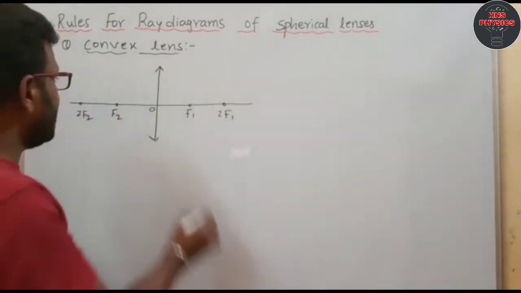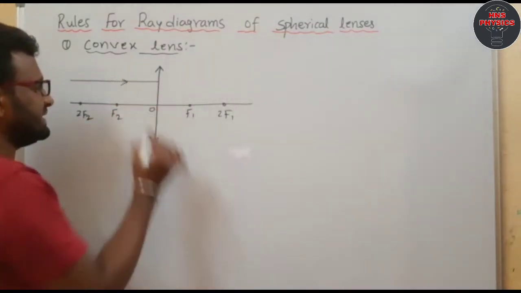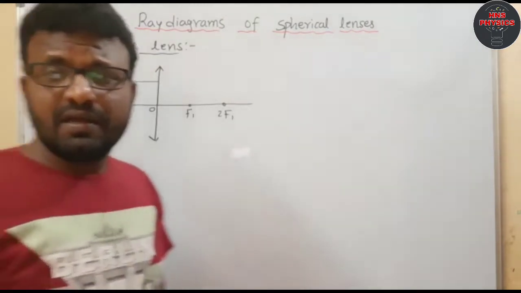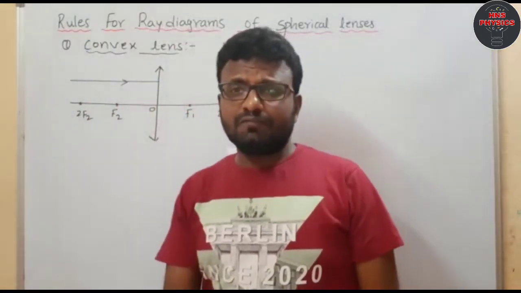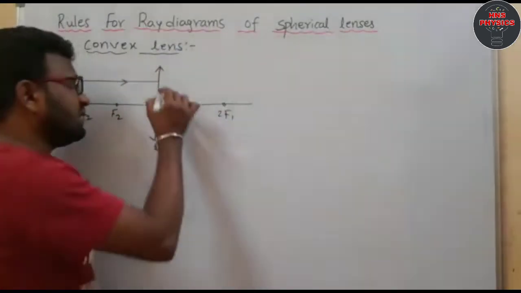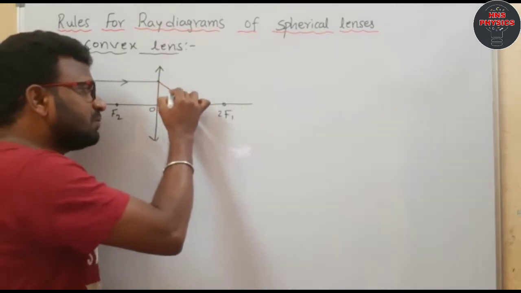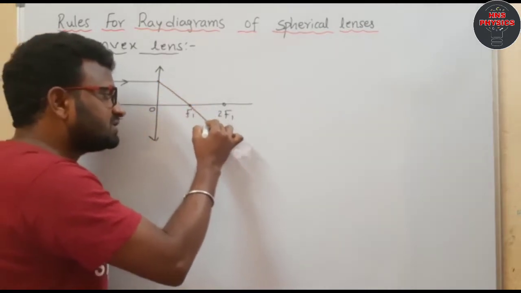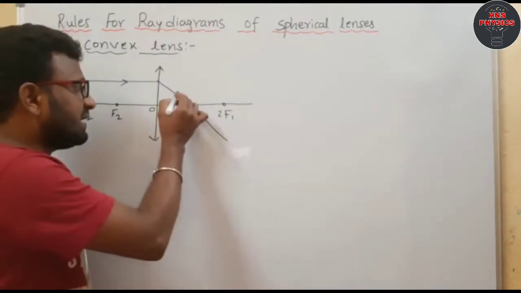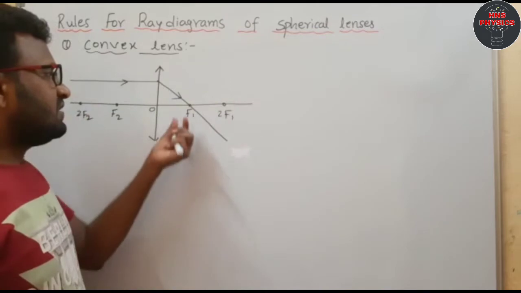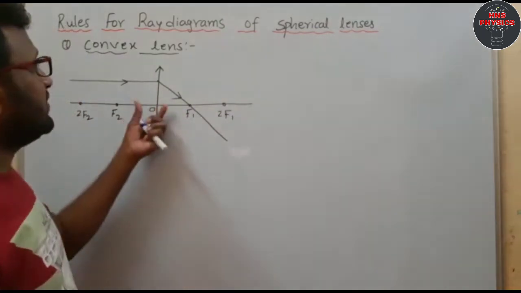If any ray of light initially passes parallel to the principal axis, then after refraction, the refracted ray passes through the first principal focus of the lens. So this is the first rule.